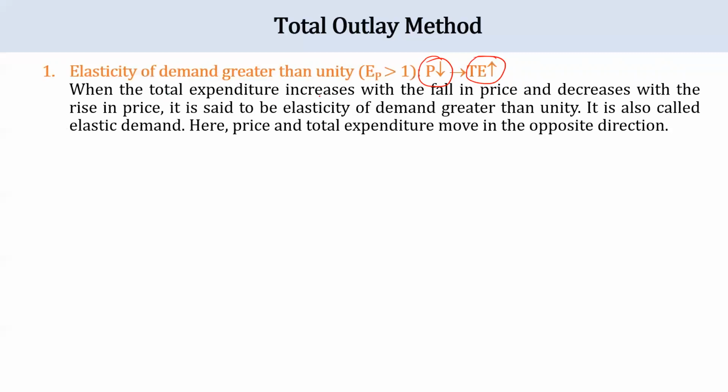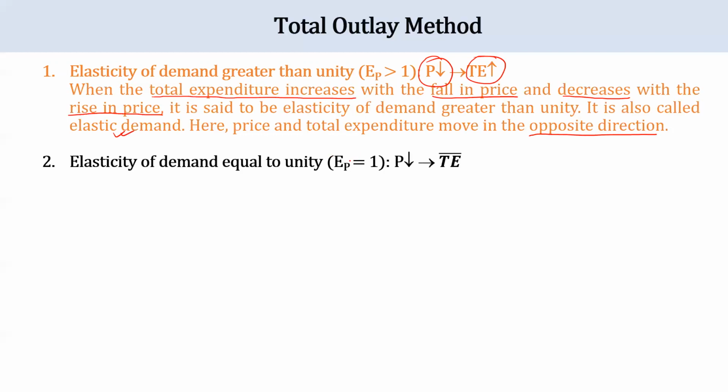The first one is elasticity of demand greater than unity. Here, EP stands for price elasticity of demand, which is greater than 1. In this case, the price of the commodity falls and total expenditure increases. That is, there is an inverse relationship between price and total expenditure. Total expenditure increases with the fall in price and vice versa, that is, total expenditure decreases with the rise in price. So these two variables are moving in the opposite direction. This is the case of EP greater than 1, and it is also called elastic demand.